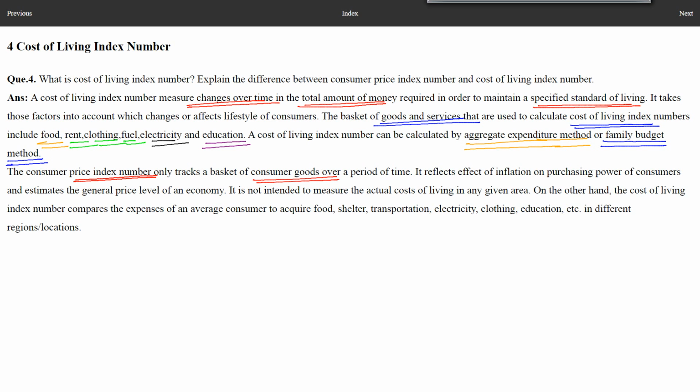As we have seen earlier, it is a comparison between two periods. Which are the two periods of time? First is current period and second is base period. Generally it is in years, so we may say current year and base year. It is a comparison of prices between these two periods.